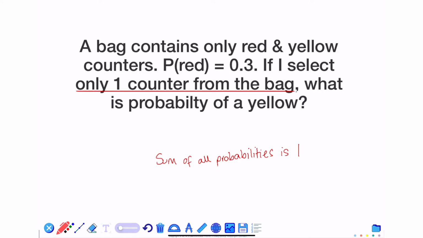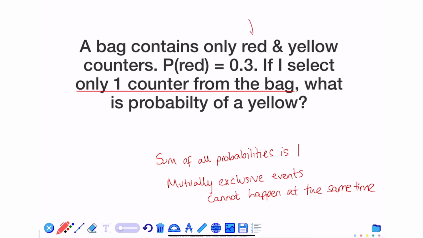In this example, I have a question where a bag contains only red and yellow counters. I know that the sum of the probability of getting a red and the probability of getting a yellow has to equal 1. The reason for this, if I'm only selecting one counter out of the bag and the probability of getting a red is 0.3, what's left must then be the probability of getting a yellow, because I can only get a red or a yellow. The two cannot happen at the same time. And this is what's known as a mutually exclusive event.